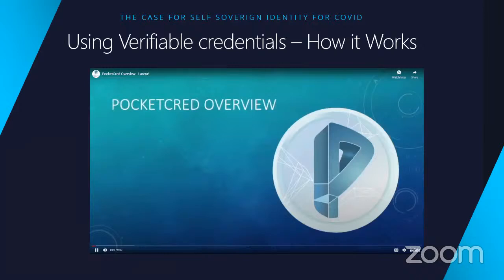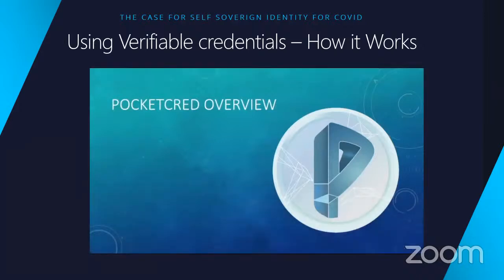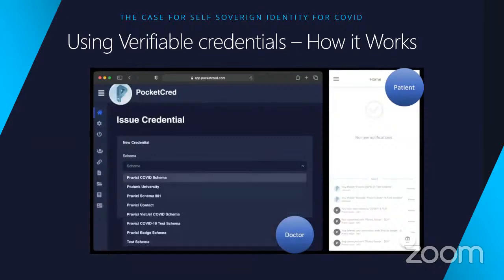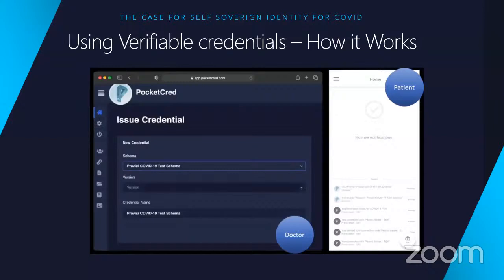Hello. Today I will be giving an overview of the PocketCred application in two easy steps. I will demonstrate the credential issuance process as well as how the information can be verified by a third party. In this scenario, a patient, John Doe, has just received a COVID-19 test and is requesting a digital certificate from his doctor or nurse. The left-hand view displays the doctor or nurse's screen, while the right-hand side shows John's mobile device. To begin the process, the doctor or nurse navigates to the Issue Credential page, which generates a form for the doctor or nurse to complete.